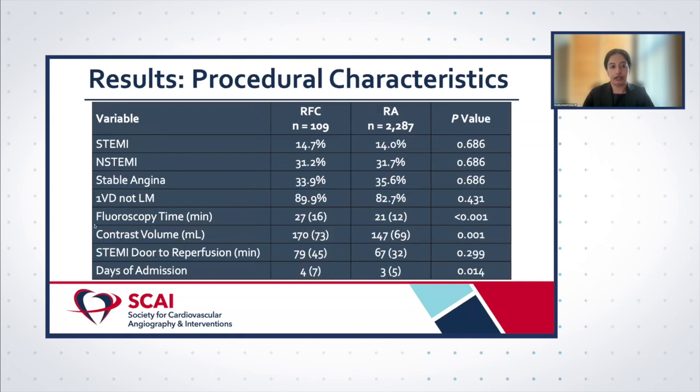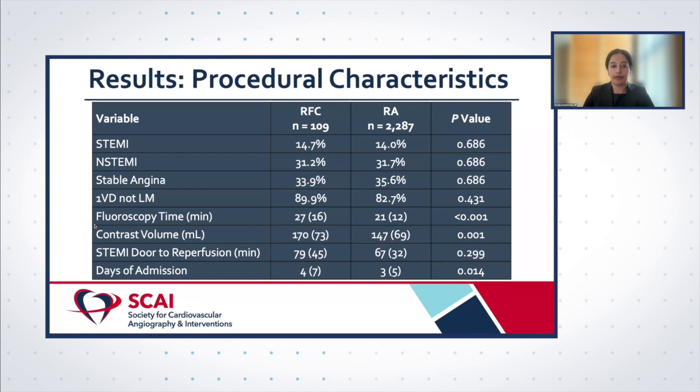Looking at procedural characteristics, in both the radial to femoral crossover and radial access group, there was roughly 14% of patients who presented with STEMI, 31% of patients who presented with NSTEMI, 35% of patients that presented with stable angina, and the majority of patients had non-left main one vessel disease.